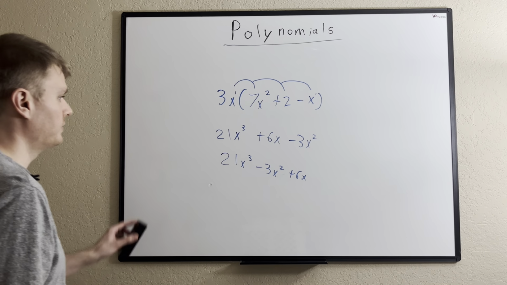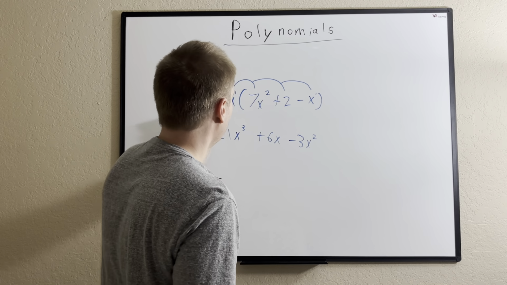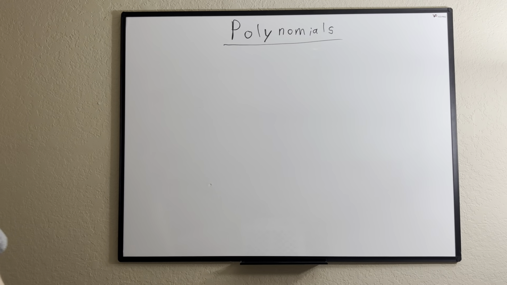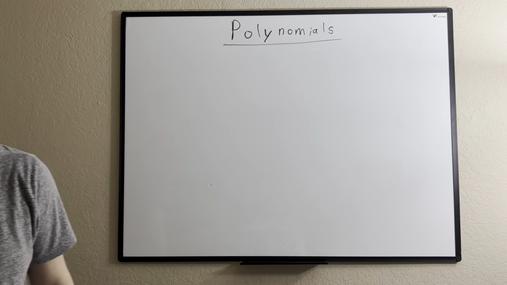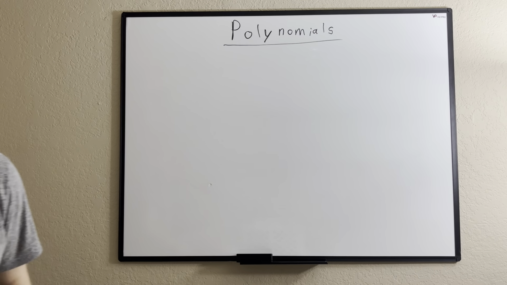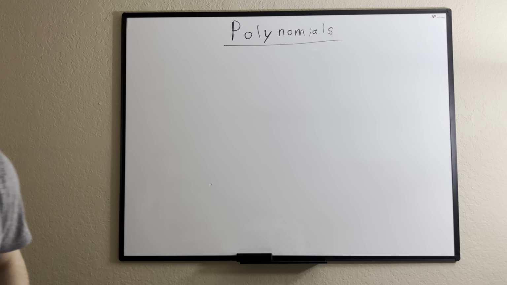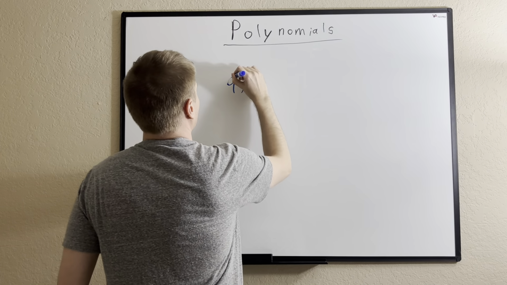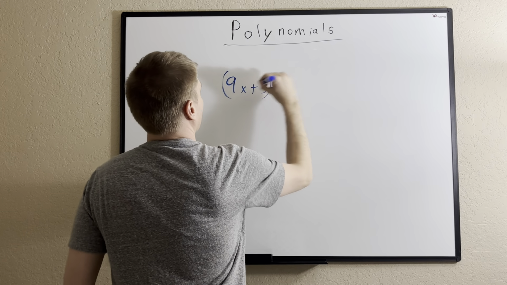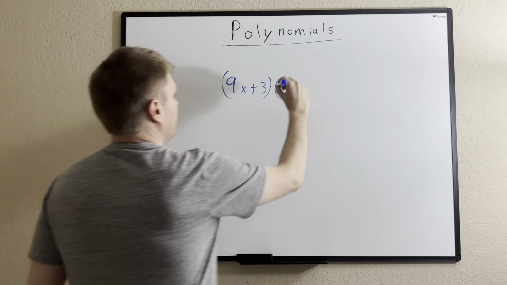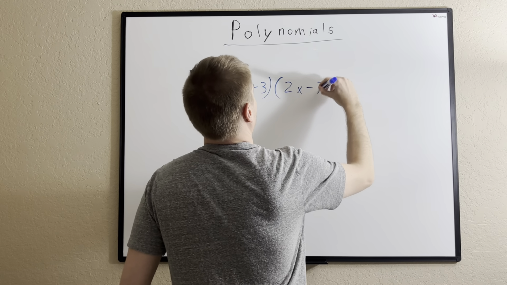Going to be doing a lot of distributing in college algebra. All right. Here we go. This is probably the most important thing. 9x plus 3 times 2x minus 7. Let's try that.